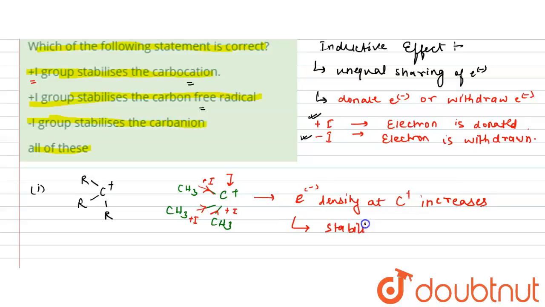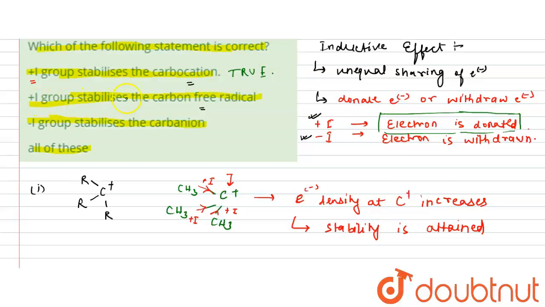Stability is gained because it has a deficiency of electrons, but when the electron density is increased, then stability is attained. So yes, plus I effect is stabilizing the carbocation. Carbocation means it has a deficiency of electrons, and plus I effect indicates that electron is donated. So when the electron is donated towards the carbocation, definitely that is going to increase the stability. So it's a true statement.